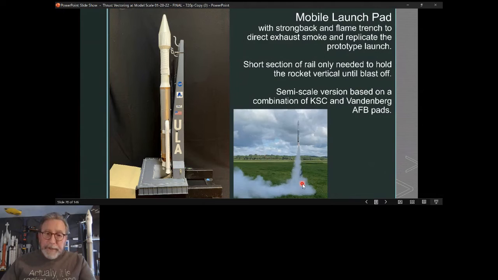So here you see the smoke shooting out, and that's one of the reasons for sticking with black powder motors, to replicate the exhaust from a real rocket, I'm sorry, from a scale rocket.